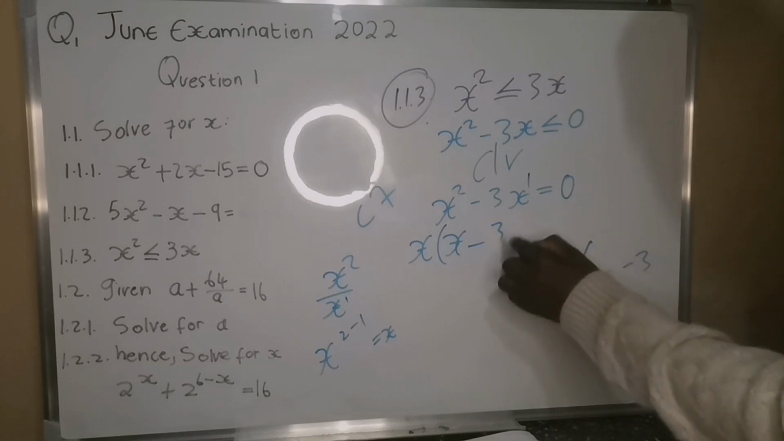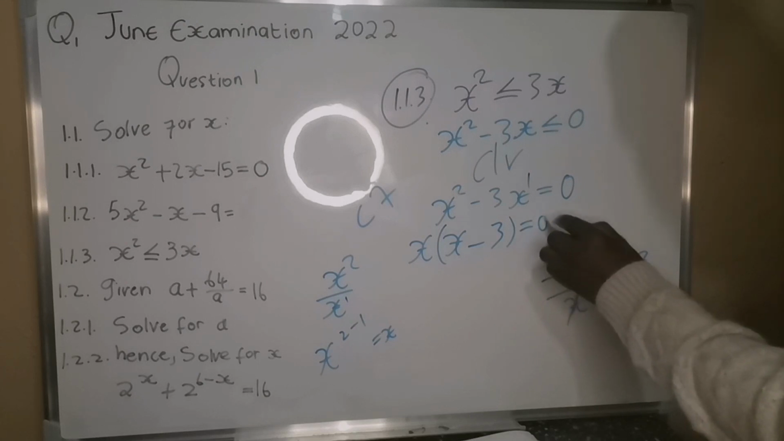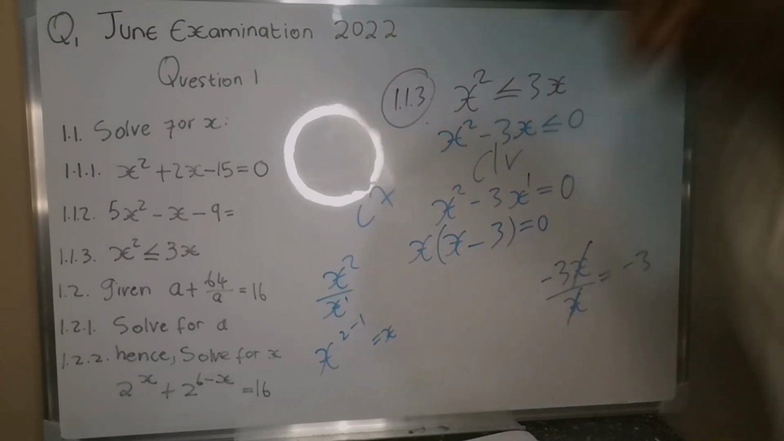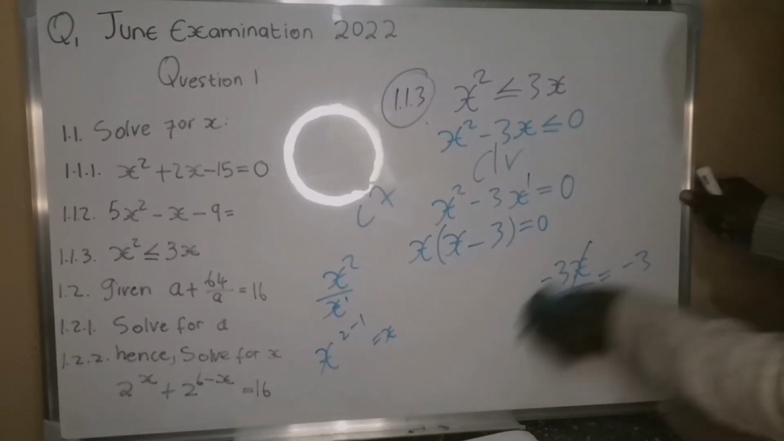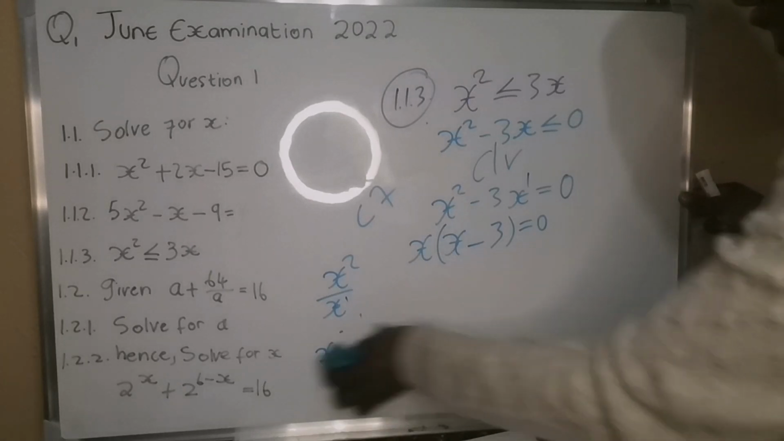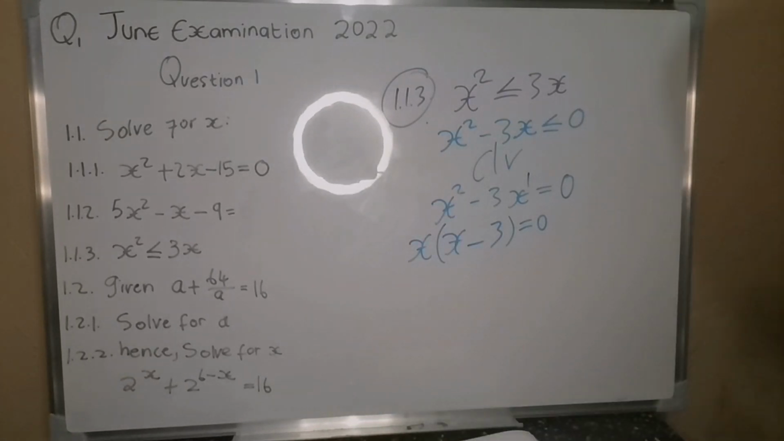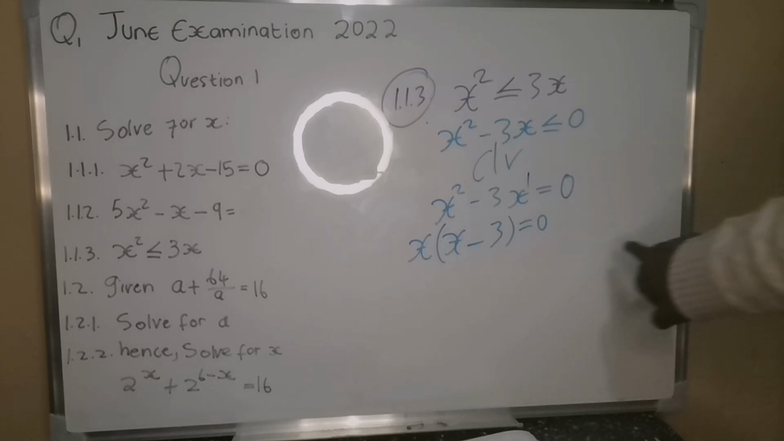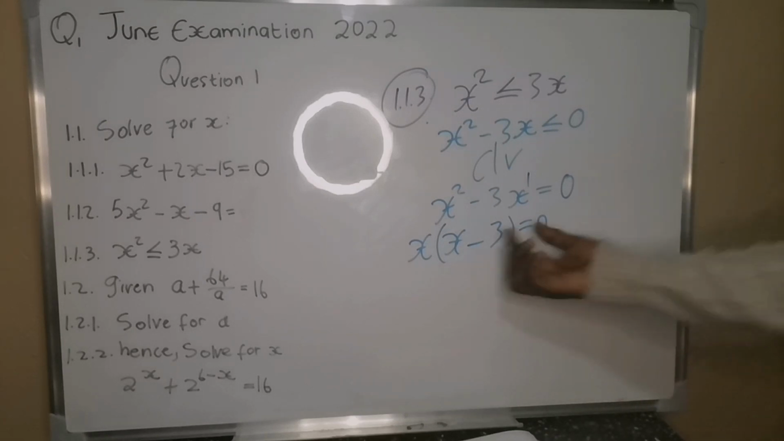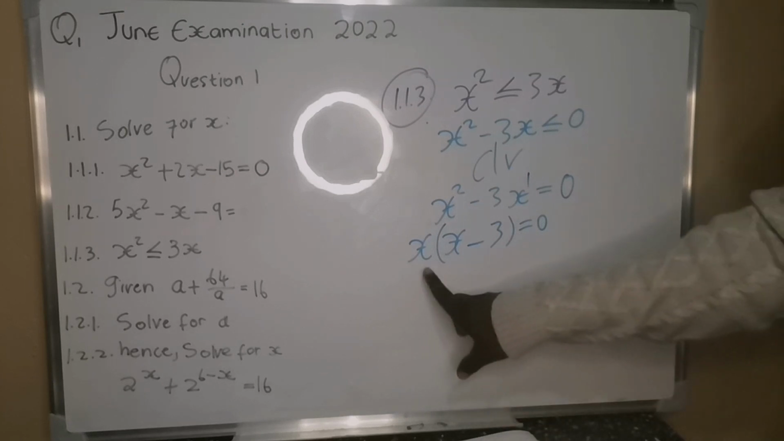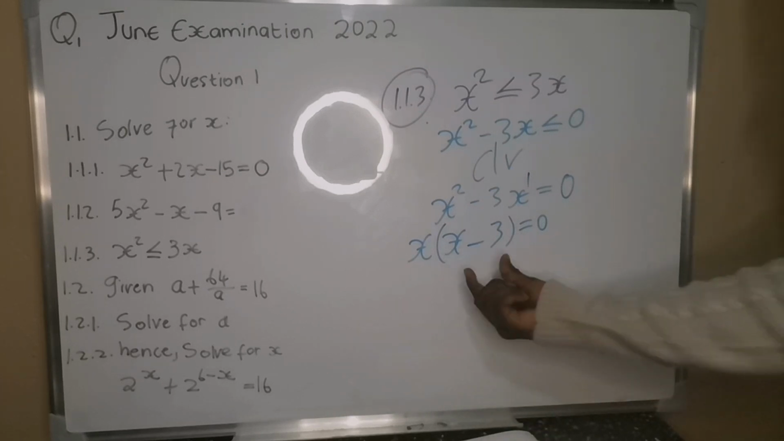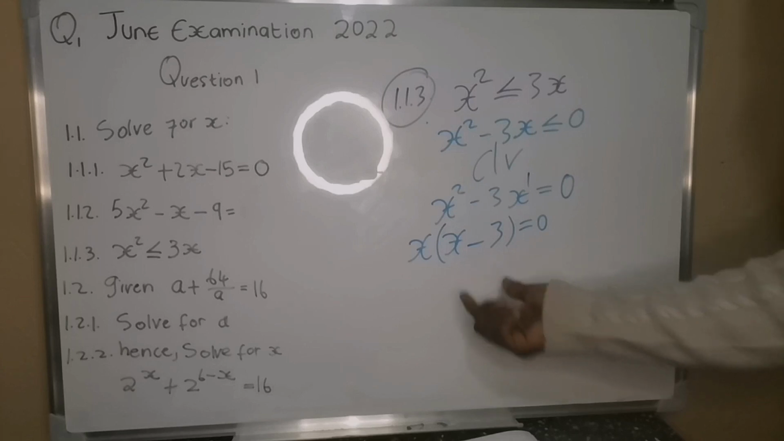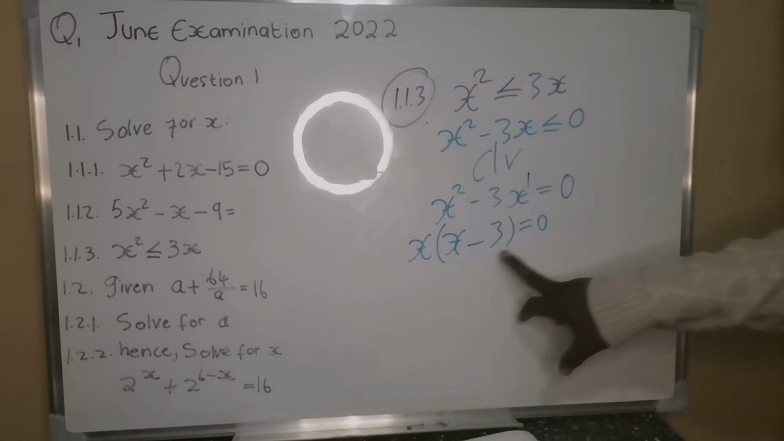So we're going to have negative 3 here, equal to 0. That's how you simplify such problems. Therefore, you have 0 on the right, and you have two products here. The first product is x, and the second product is x minus 3 inside the bracket. Therefore, the first product equals 0, and the second product equals 0.